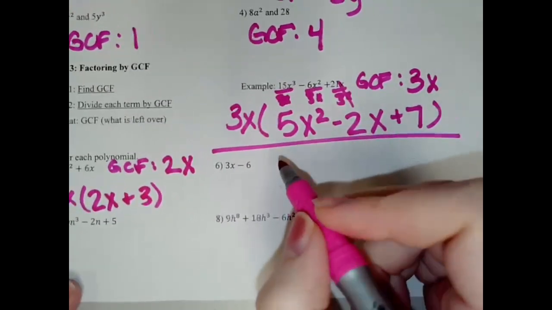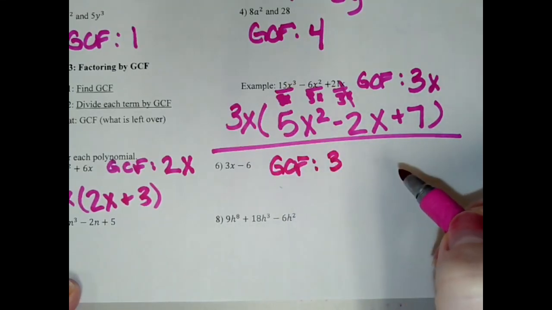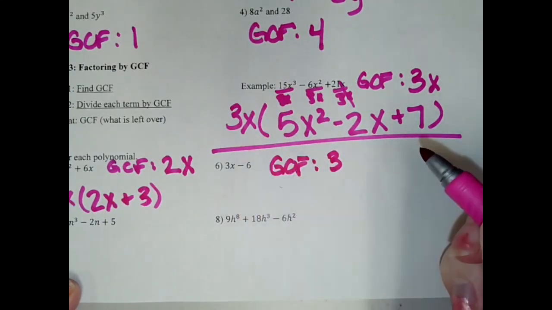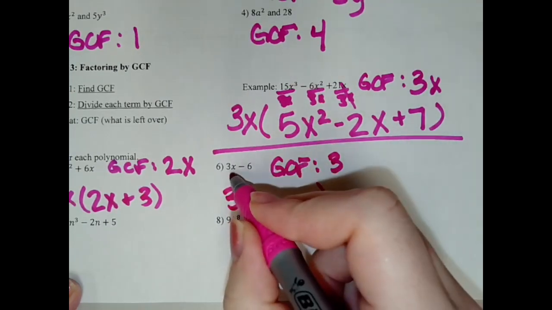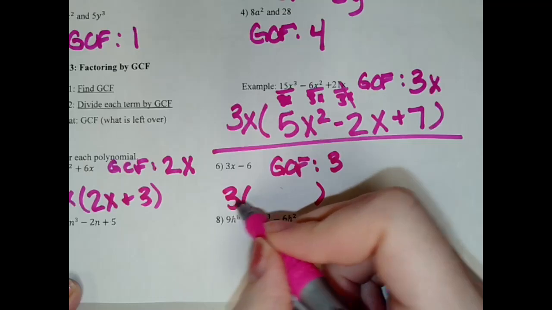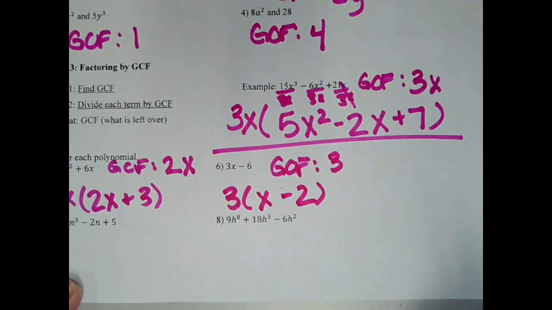Let's do it again. The GCF here, 3 and 6 are both divisible by 3. Only one term has an x, so I can't pull one out. So I just can pull out a 3. If I divide each of these by 3, 3x divided by 3 is 1x. Negative 6 divided by 3 is negative 2.